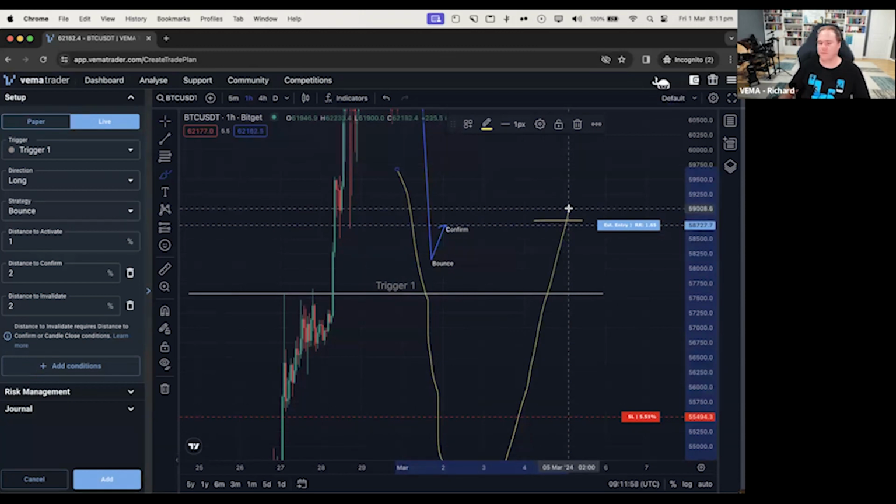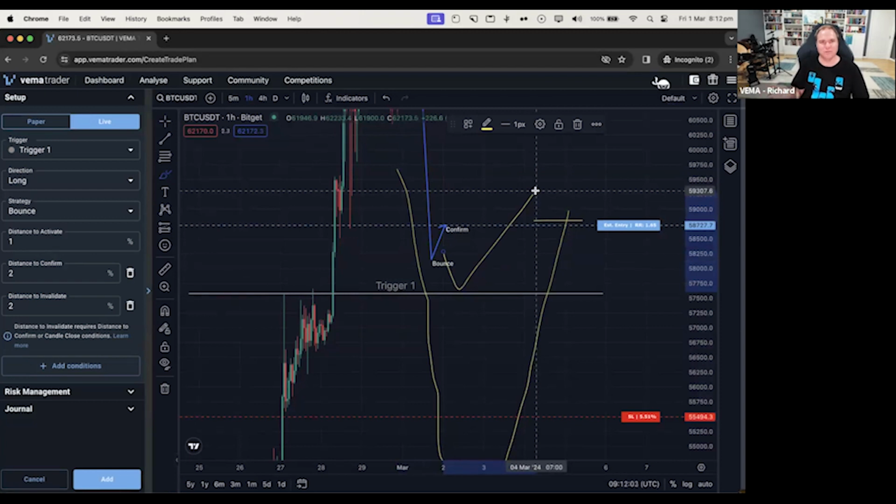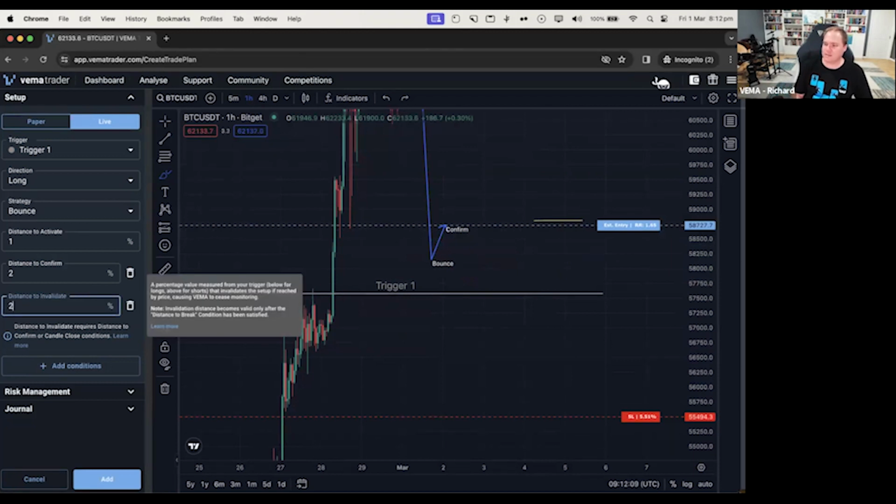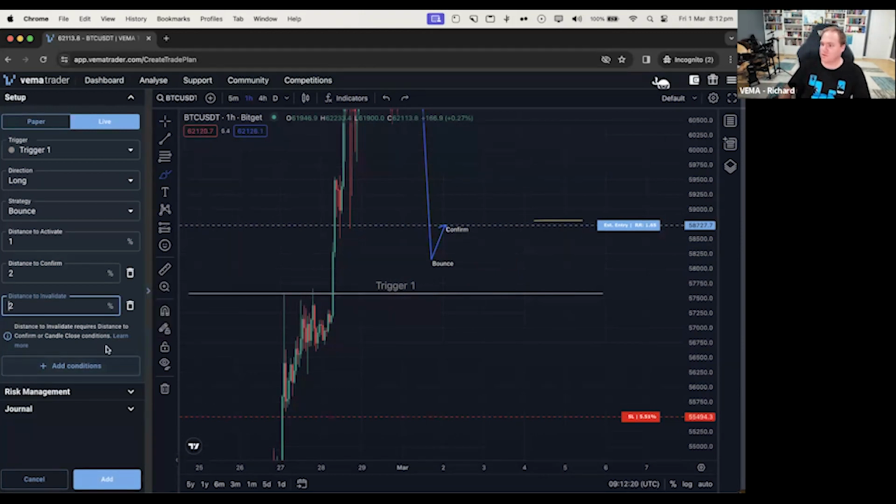You're like, well, hang on. I was looking for a bounce off a support level, but that support level is no longer valid because price just fell straight through. So the distance to invalidate says how far away does price have to go on the other side of the trigger without bouncing up and going long before Vema says, hey, this has invalidated the support level. And so with a 2% distance to invalidate, that would mean price has to come down to the activation zone, has not entered a trade.